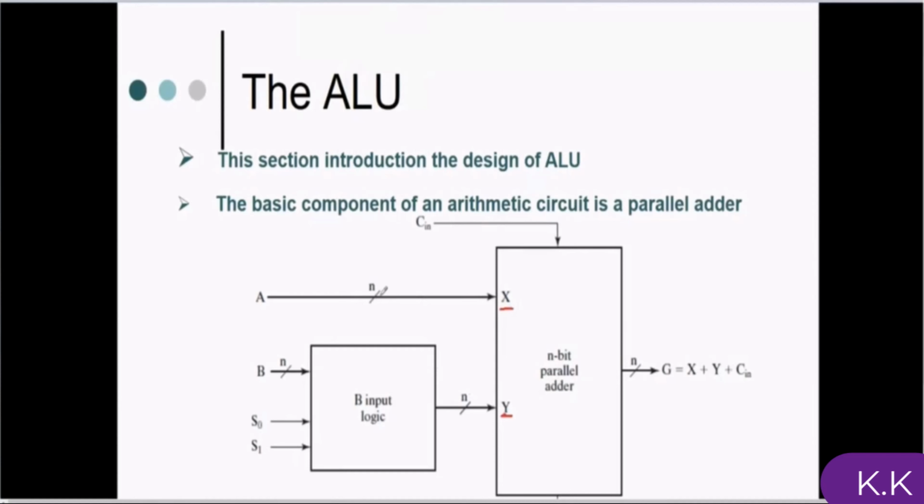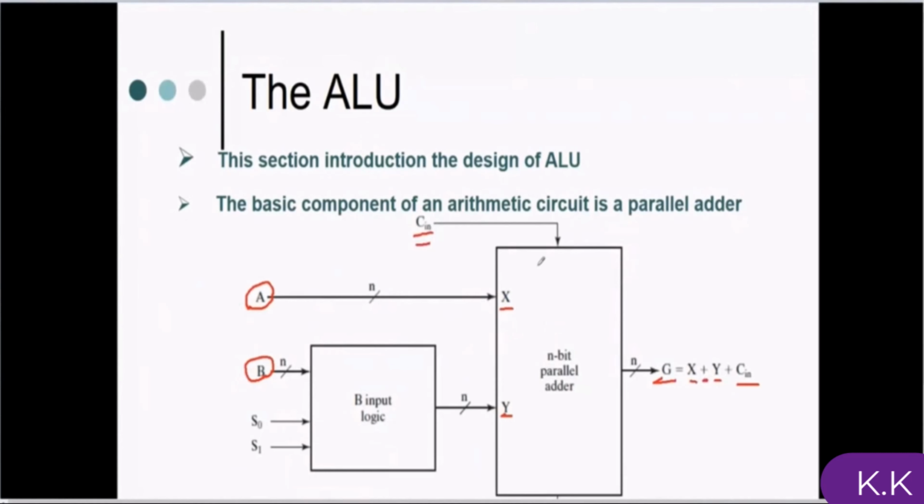So there are two inputs X and Y, each one is n bits wide. We connect them to the external signals A and B, which can be registered or immediate data. By using the multiplexer, we can select between them. There is a carry input, and as a result we have G. G is equal to X plus Y plus carry input.